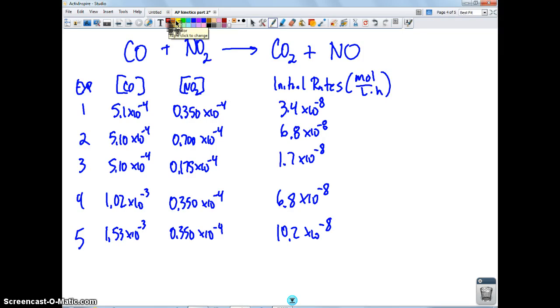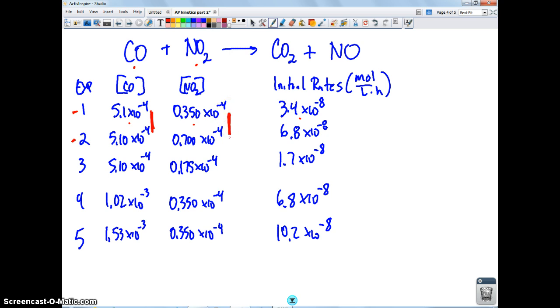My apologies for my writing instead of it being typed out. I think you'll be able to read these okay. So the initial concentrations of carbon monoxide and nitrogen dioxide are given along with an initial rate. In experiment 1, we took these concentrations that are given, and we see a rate of 3.4 times 10 to the negative 8th. For the first comparison, comparing reaction 1 to reaction 2, carbon monoxide stays the same, but the nitrogen dioxide concentration is doubled.